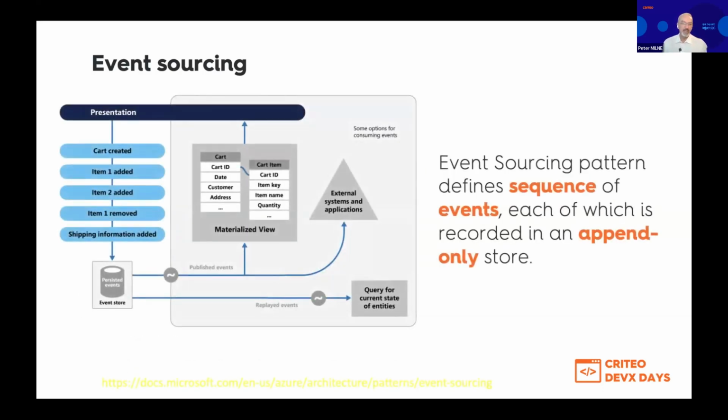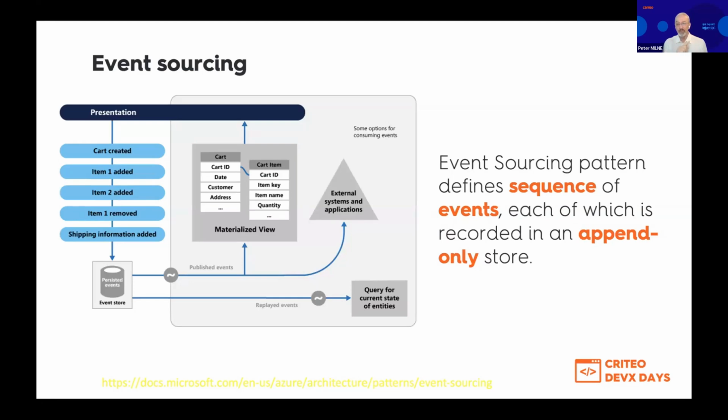So on the left-hand side, you see somebody creating a cart, adding items to the cart, removing items from the cart, and adding shipping information. All of these events are stored in sequence in the event store. And then somebody clicks the buy button, and we go through those and we materialize the cost and the delivery and where it's going to go. So that's the way event sourcing works.